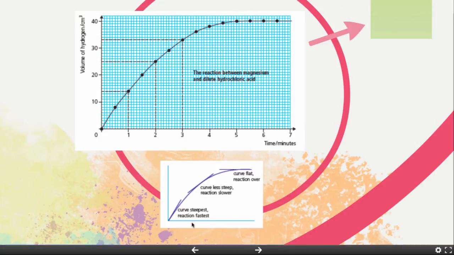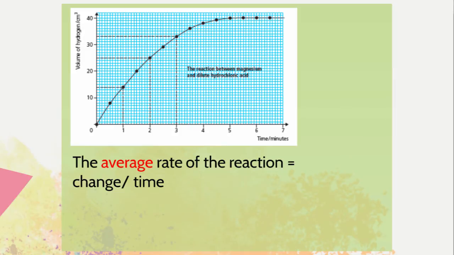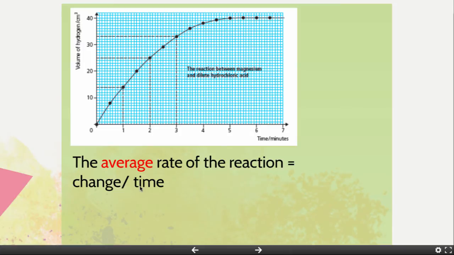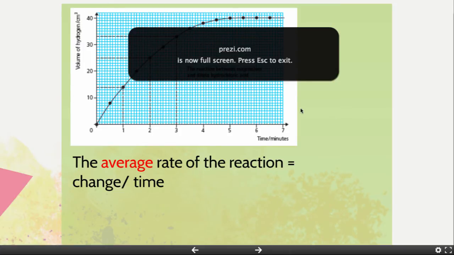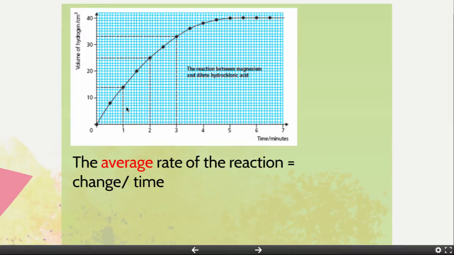So here, when it's fastest, the curve is the steepest. And when it's slower, it goes less steep. How do we measure the average rate of the reaction? Remember, the rate is change over time. Here, the change is our volume of hydrogen, and the time here is minutes.